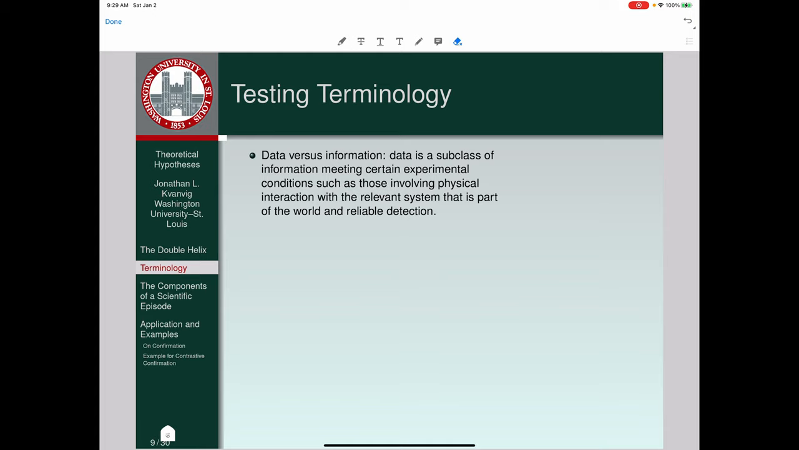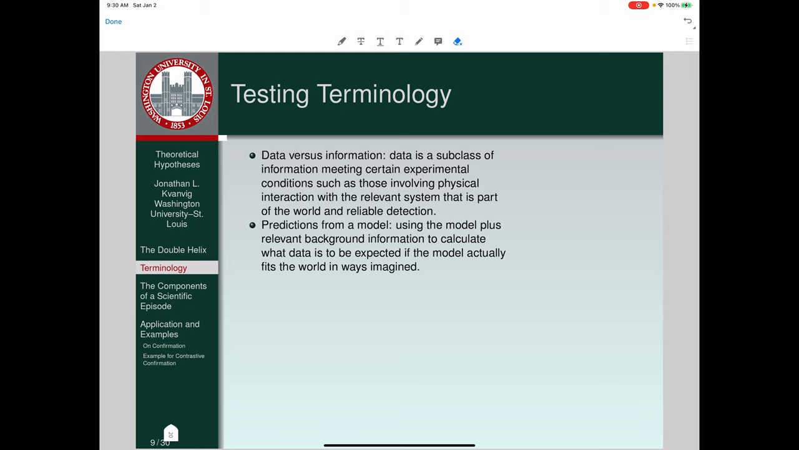The other important distinction in Geary is the difference between data and information. This distinction will be blurred in some of our discussion, but it's important when reading Geary that you recognize the difference between his use of the word data and his use of the word information. Data is a subclass of information meeting certain experimental conditions, such as those involving physical interaction with the relevant system that is part of the world and reliable detection. So data is what you generate by conducting an experiment. If you're just not doing any experimentation of any sort, you might gather information, but data is reserved for what happens when we're engaged in experimentation.